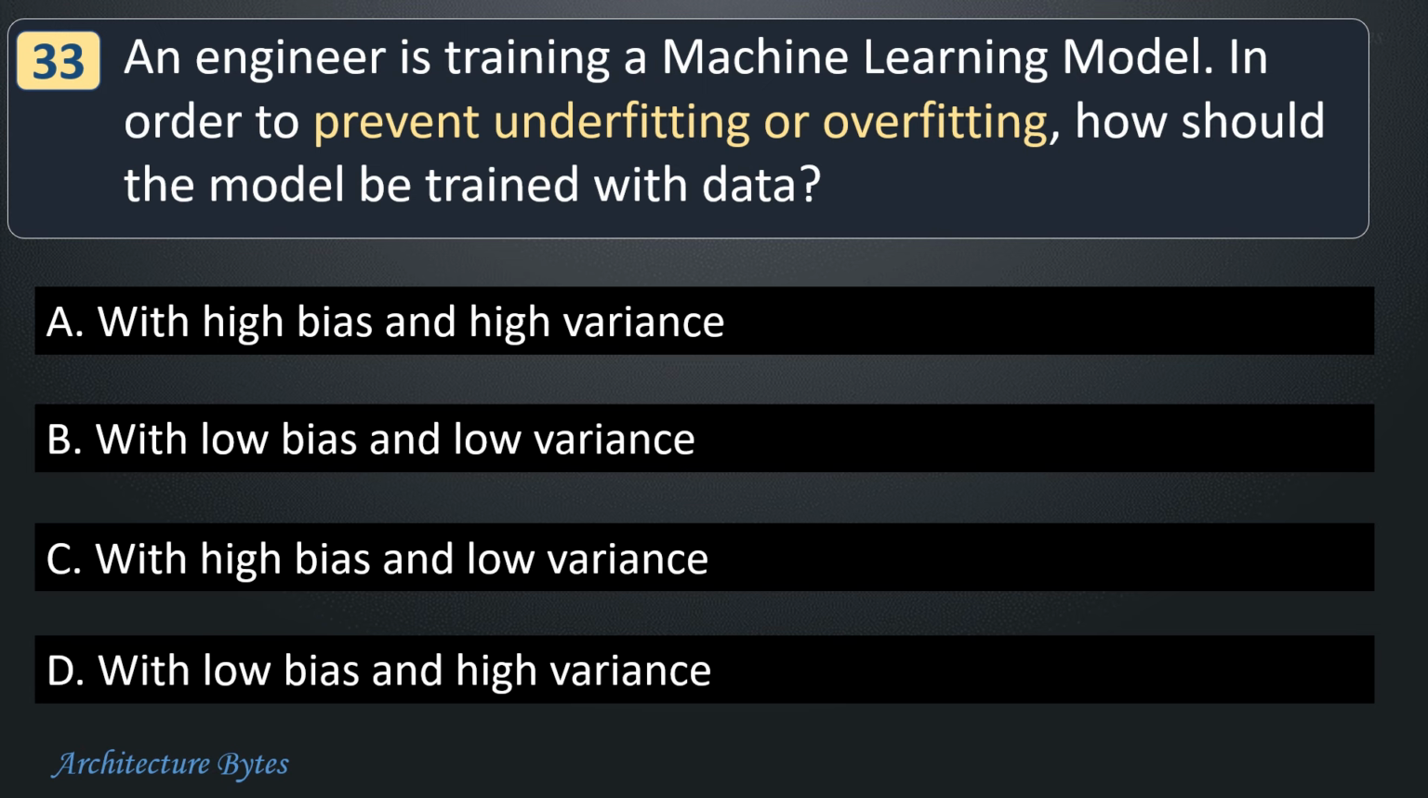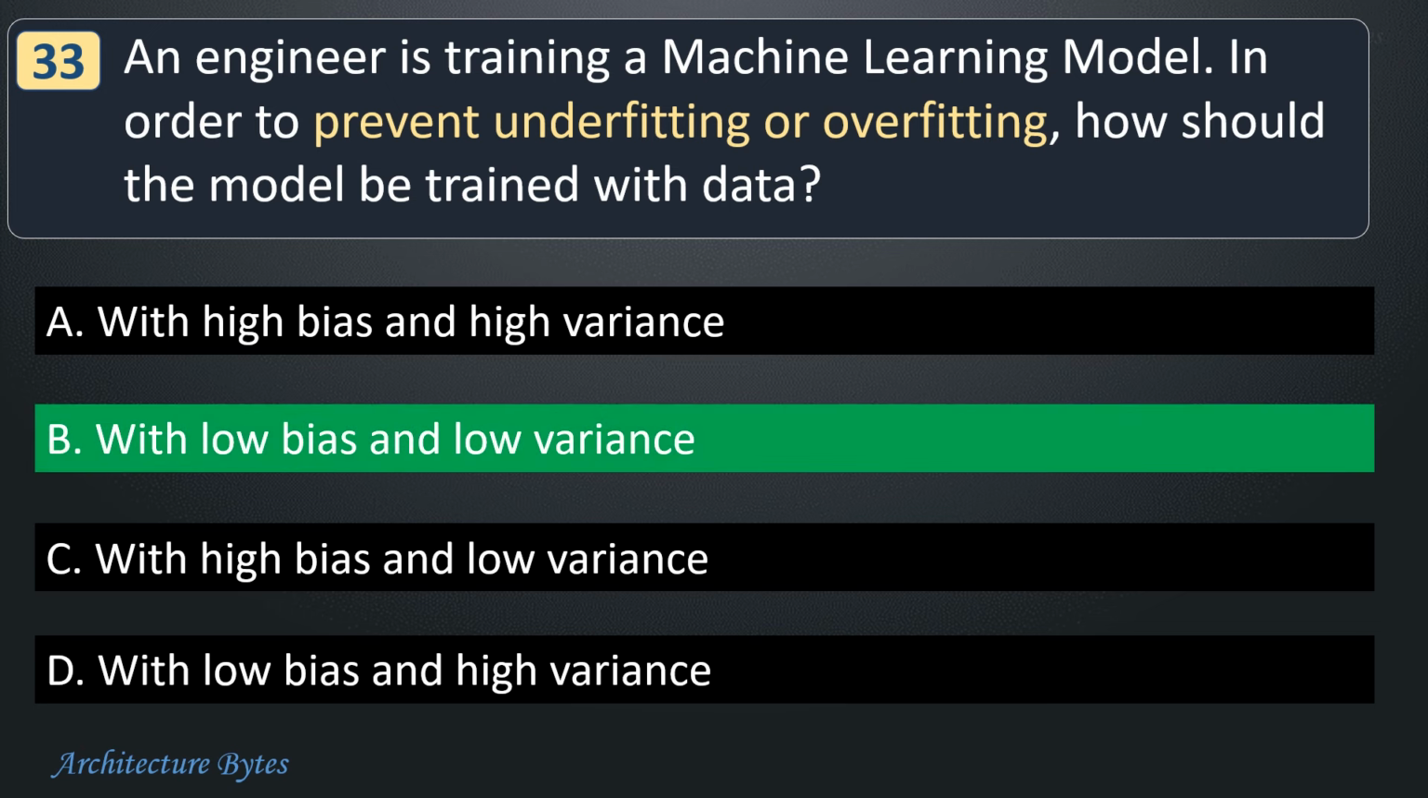An engineer is training a machine learning model. In order to prevent underfitting or overfitting, how should the model be trained with data? Option A, with high bias and high variance. B, low bias and low variance. C, high bias and low variance. D, low bias and high variance.